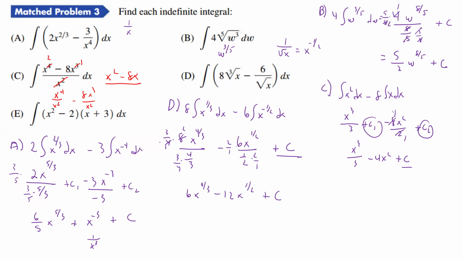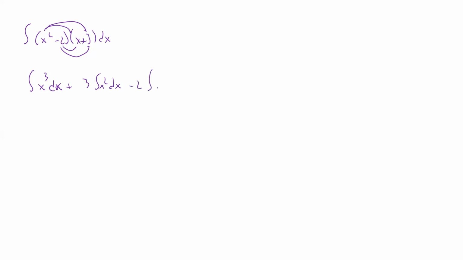All right, so the last one I'm going to do on the next page because I don't have enough room. So let's write that one down. And what we have is the integral of x squared minus 2 times x plus 3 dx. Now I'm going to FOIL this out. So I'm going to multiply that and that, and then that and that. And so I'm going to get the integral of x cubed, and then I have my dx, sorry, plus 3 times the integral of x squared dx. And then I'll have minus 2 times the integral of x dx. And then I'll have a minus 6 times the integral of dx.